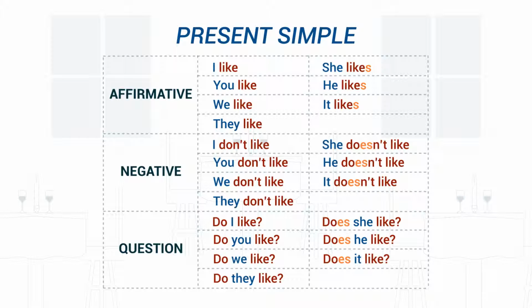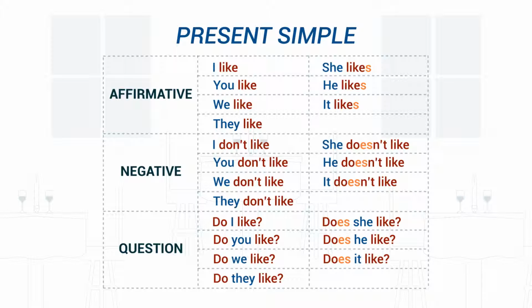Negative. We have the auxiliaries don't and doesn't. For I, you, we, and they, the auxiliary verb is don't. For she, he, and it, the auxiliary verb is doesn't. I don't like. You don't like. We don't like. They don't like. Or she doesn't like. He doesn't like. Or it doesn't like.